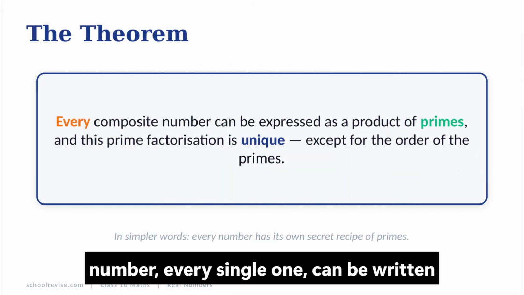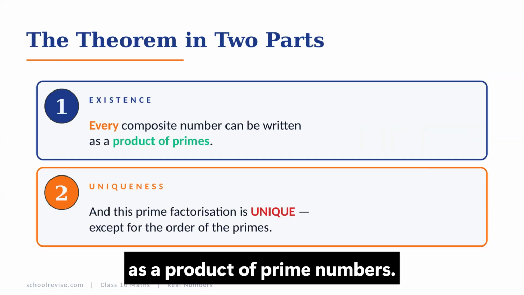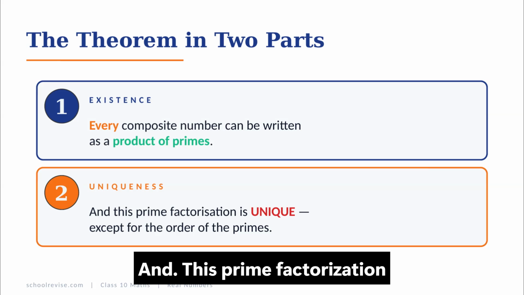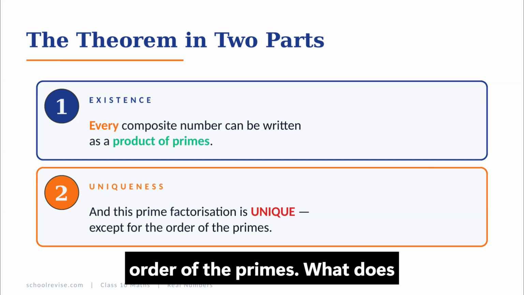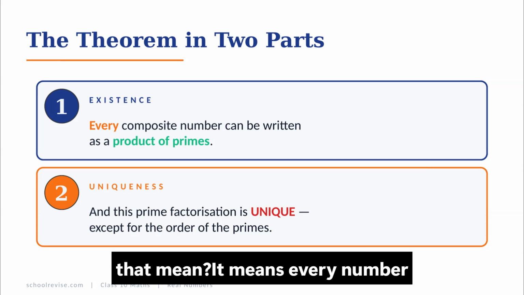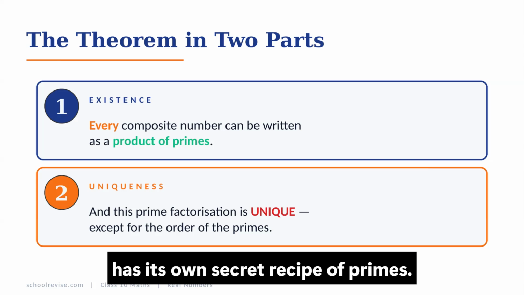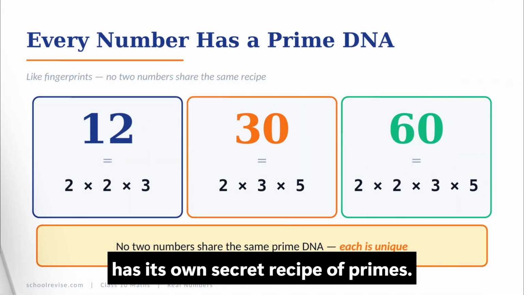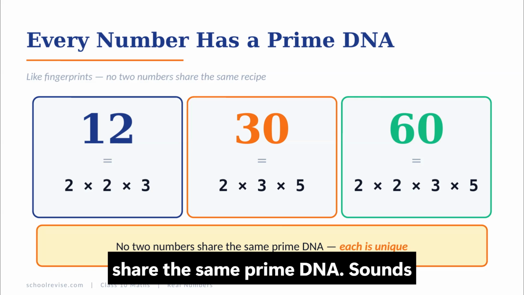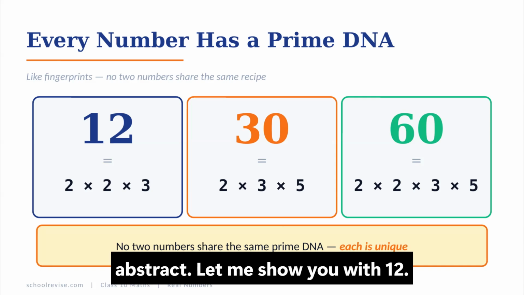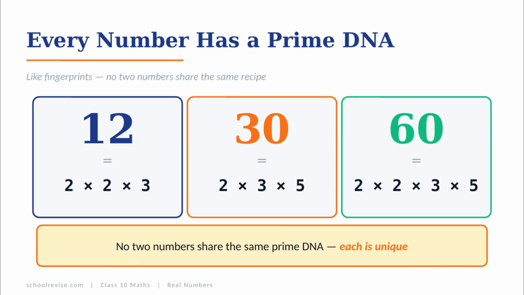Every composite number, every single one, can be written as a product of prime numbers. And this prime factorization is unique. Except for the order of the primes. What does that mean? It means every number has its own secret recipe of primes. Its own DNA. No two numbers share the same prime DNA. Sounds abstract. Let me show you with 12.